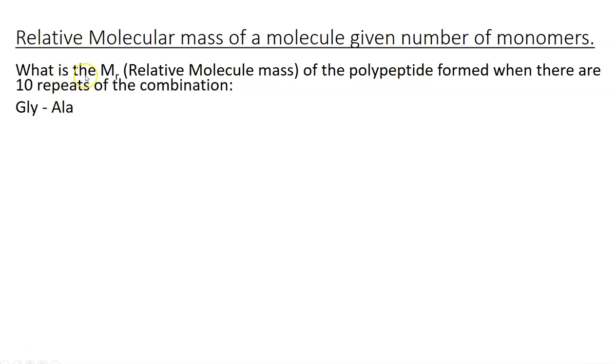So the question might say, what is the relative molecular mass, or what is the molar mass of the polypeptide formed? So poly, and we know we're talking about proteins for this question. If you were given your monomers and it didn't say protein here, then you need to recognize that this is glycine and this is alanine, from the abbreviations, that these are the two amino acids. So what's the size if we have 10 repeats of this combination?